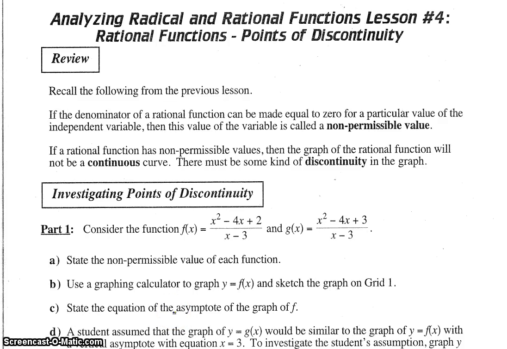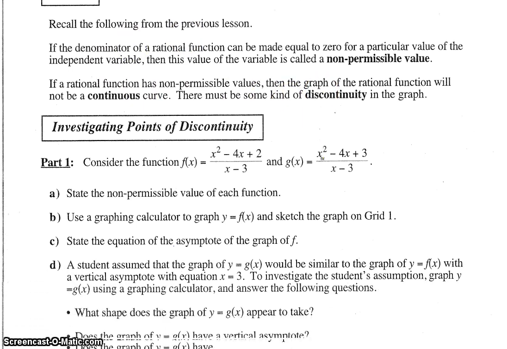Lesson 4, rational functions. Remember we talked about how in the last lesson that we could have two types of discontinuities. One, an infinite discontinuity, where on a graph that's a vertical asymptote. And then the other one, which we're going to do in lesson 4 today, points of discontinuity. Okay, so that's basically what they're talking about here. And let's go down and investigate this.